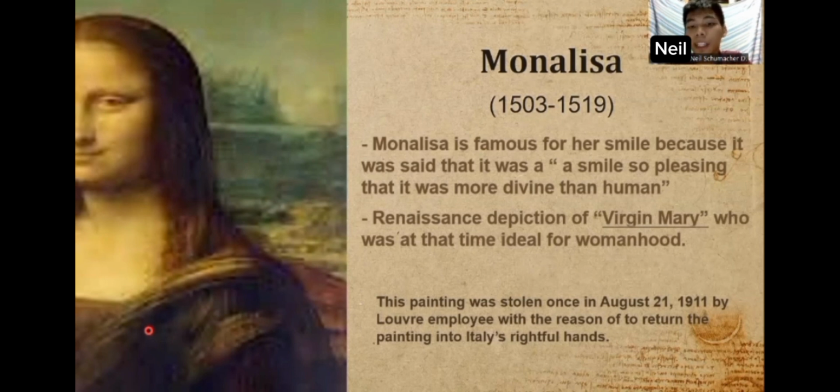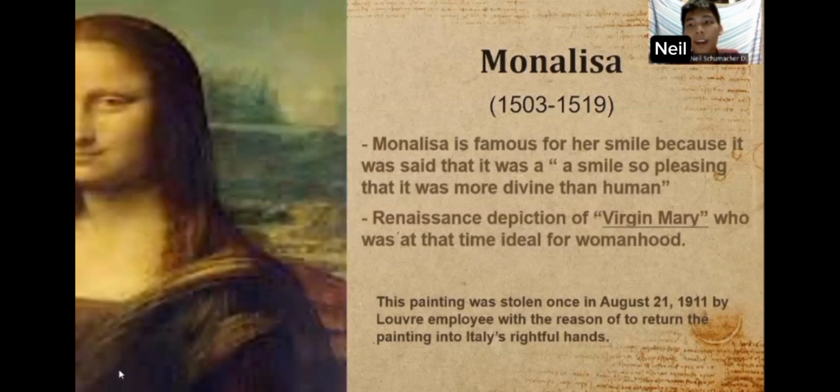Another fun fact about the Mona Lisa is this painting was stolen once on August 21, 1911 by a Louvre employee with the reason of to return the painting into Italy's rightful hands. So, ang Louvre ay isang museum sa Paris. So, anong nangyari noon? May employee na ninakaw yung Mona Lisa painting mula dun sa museum na yun from Paris at dadalhin niya sa Italy. Italy in which doon ginawa originally ang Mona Lisa. So parang ninanakaw lang niya pabalik yung painting nun.